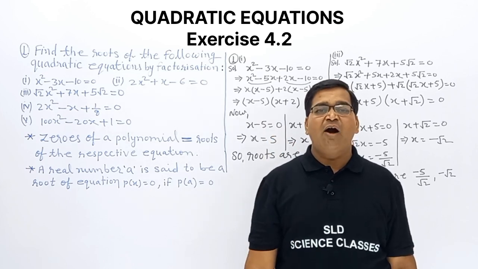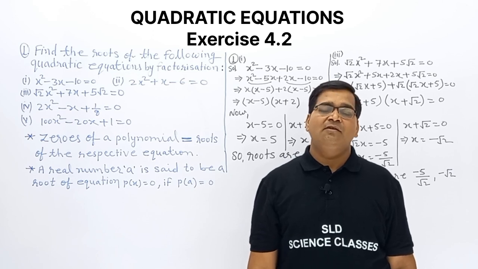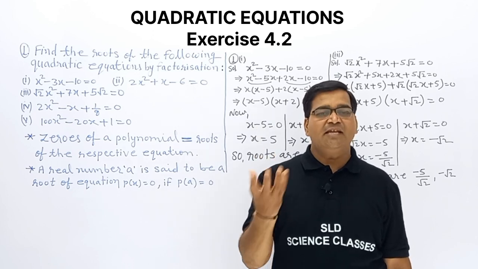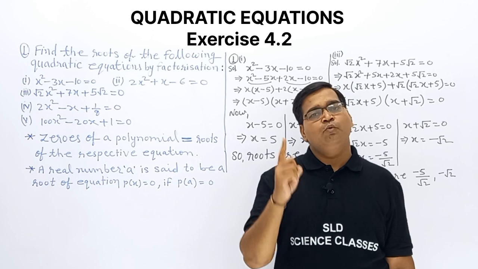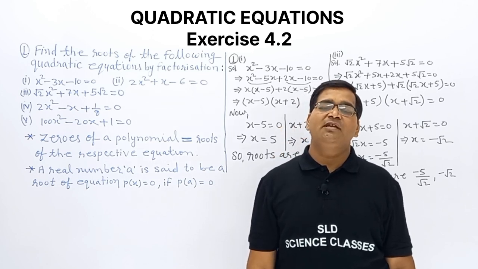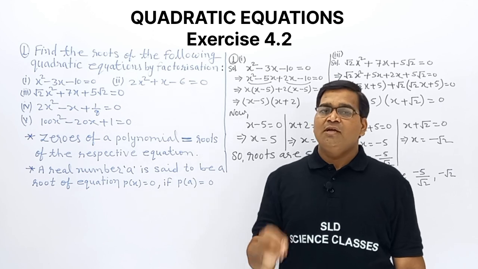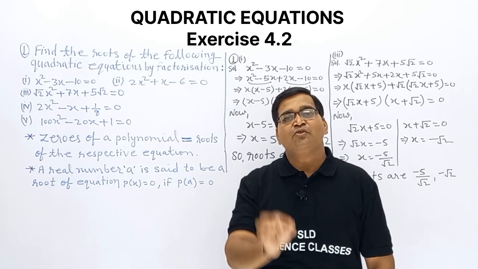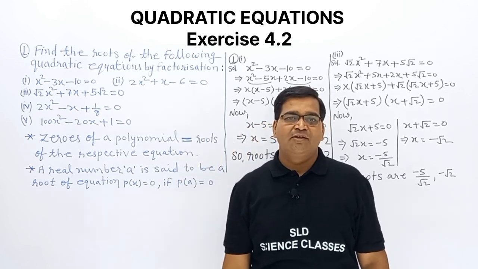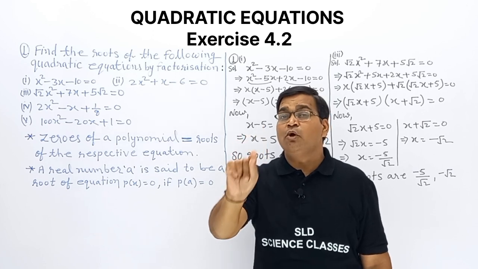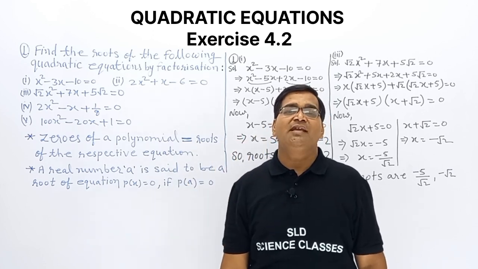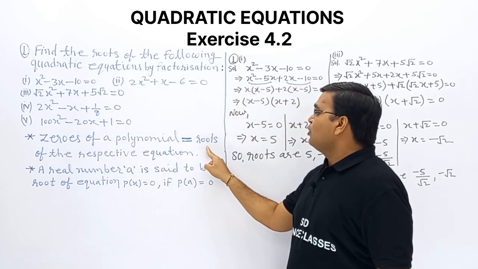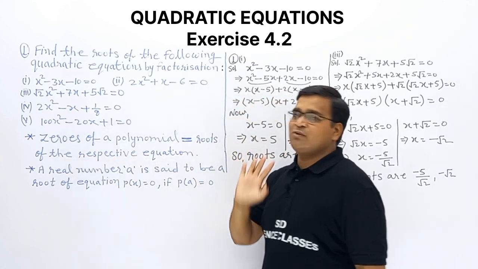For a quadratic equation, how many zeros will we get? 2. Why? Because its degree is 2, so we will get 2 zeros. For a linear equation, how many zeros will we get? 1, because a linear equation has degree 1. So if we put the polynomial equal to 0, we get the zeros of the polynomial. Polynomial equal to 0 is called an equation. So the zeros of a polynomial equal the roots of the respective equation.